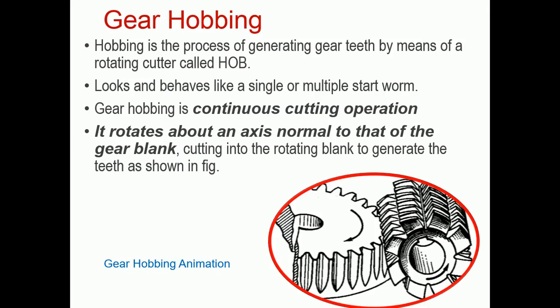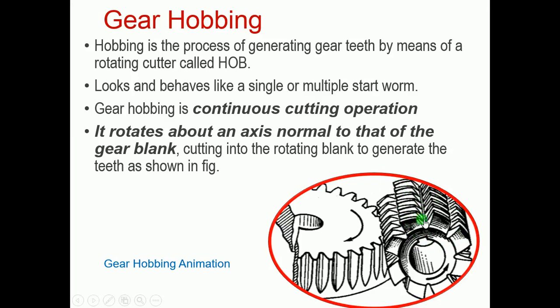Now, the next process is called the gear hobbing process. It is the most famous and most used process in the industry. Hobbing is the process of generating gear teeth by means of a rotating cutter, which is called a hob. First, we show the hob cutter.